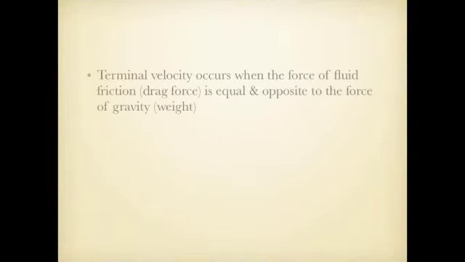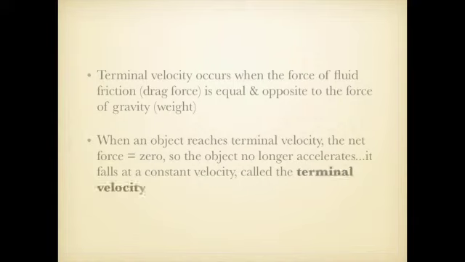We can sum this up by saying that terminal velocity occurs when the force of fluid friction is equal and opposite to the force of gravity. When an object reaches terminal velocity, the net force equals 0, so the object no longer accelerates. It falls at a constant velocity, which we call the terminal velocity.